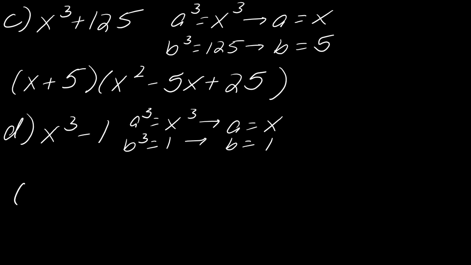So this is going to be x minus 1. So again, the first term here matches that sign. And then x squared plus x plus 1 squared, which is just 1. And again, this middle term here will be the opposite sign of this. So that's always how I remember that.